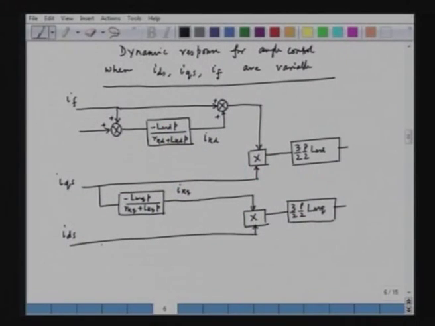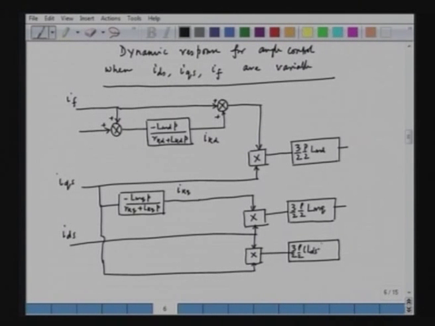So, we have the product of IQS and IDS. So, IDS is here, and we will have again another multiplier, and IQS obtained here, and then we have the constant, and the constant is 3 by 2 P by 2 into LDS minus LQS. So, these are the three terms of the torque.